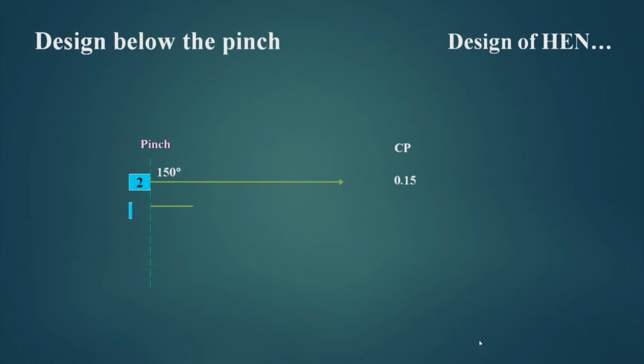Now, in the below pinch, we have these streams, stream number 2, stream number 4, and this is cold stream number 1. CP values are 0.15, 0.25, 0.2. Stream number 3 is off here, because stream number 3 is only present at the hot end and it is not present at the cold end.